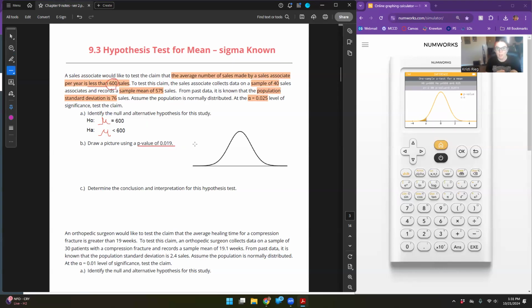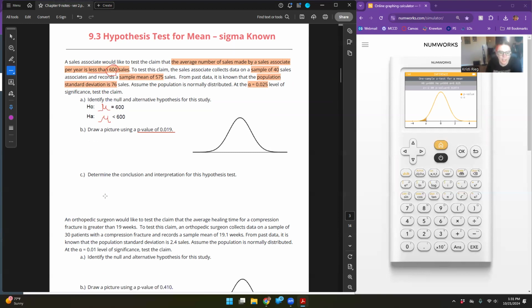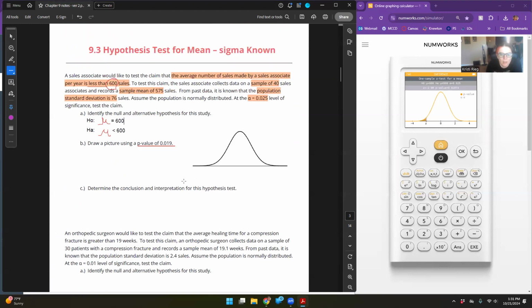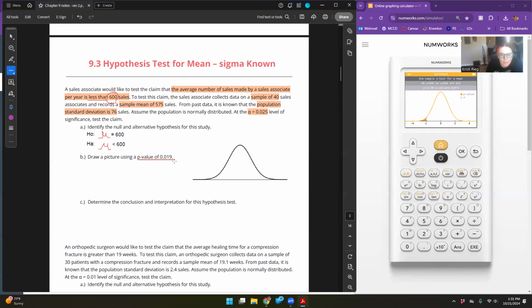That's the part I'm giving you in this problem just to get the basic structure of these tests. And then we will talk about what that means. You will figure out how to calculate that by the second page. Okay, so we have a p-value of 0.19 and we have our alpha over here at 0.025.